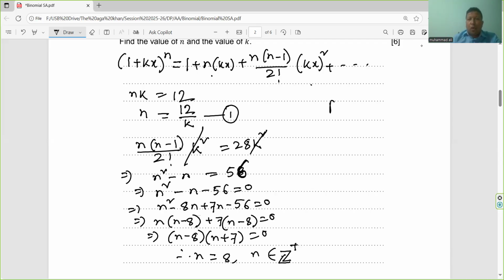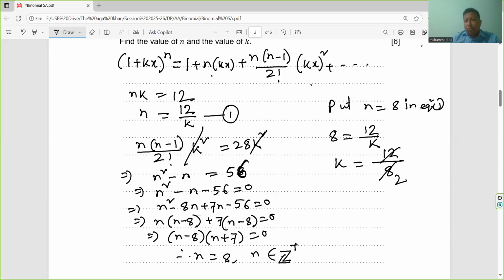Now put n equals 8 in equation 1. So we'll get 8 equals 12 by k. So k equals 12 by 8. 4 2s are 8, 4 3s are 12. Therefore, k equals 3 by 2. So finally, we get n equals 8 and k equals 3 by 2. So question number 2 is completed.